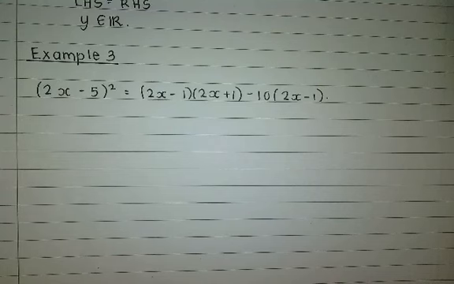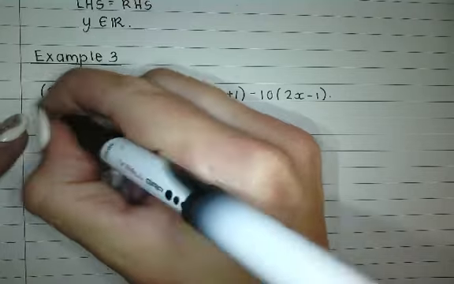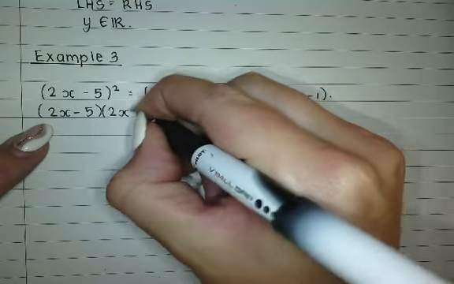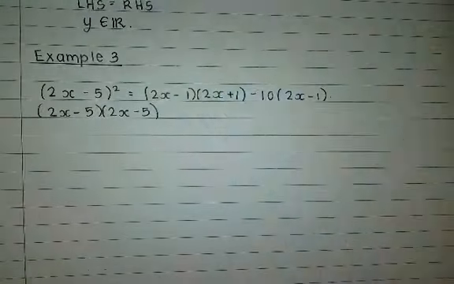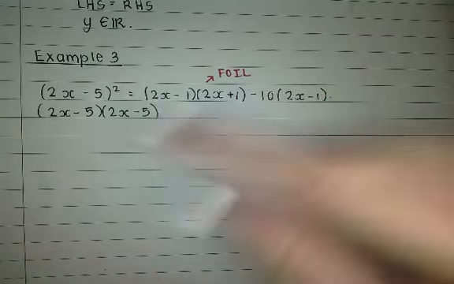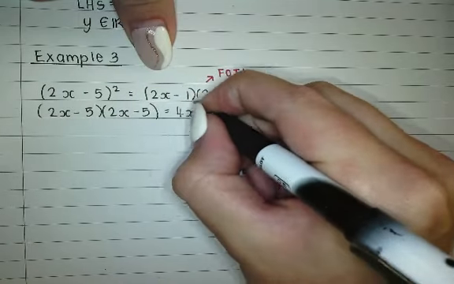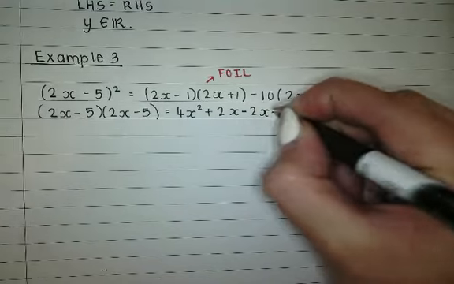Okay, linear equation with brackets is telling me that I need to get rid of the brackets, and that's either through FOIL or distribution. Here on the left-hand side, it is FOIL, so I'm going to write the bracket out twice. Here I'm going to FOIL. So my answer for this piece is going to be 4x squared plus 2x minus 2x minus 1.